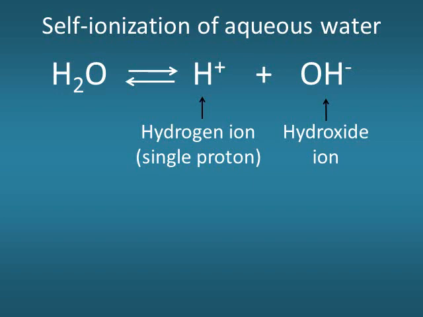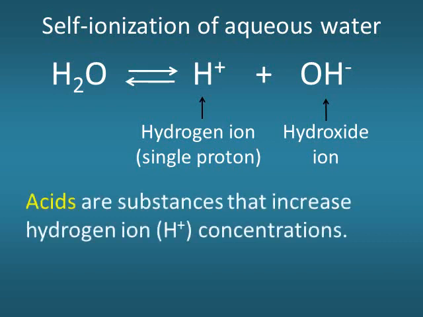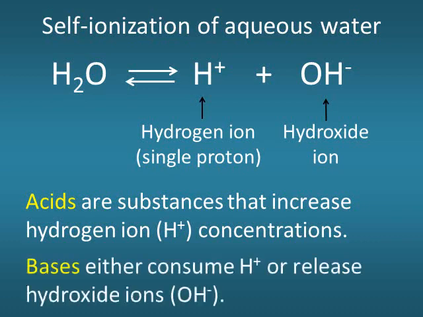So acids are substances that increase the hydrogen ion concentration of a solution. Anything that increases that hydrogen ion concentration. Bases are exactly the opposite. Anything that increases a hydroxide ion concentration or lowers the hydrogen ion concentration. So understanding acidity is really all about understanding what things affect the hydrogen ion concentration of a solution.